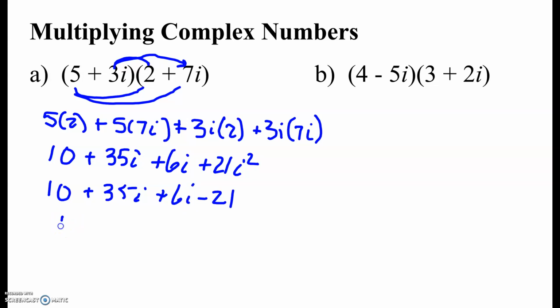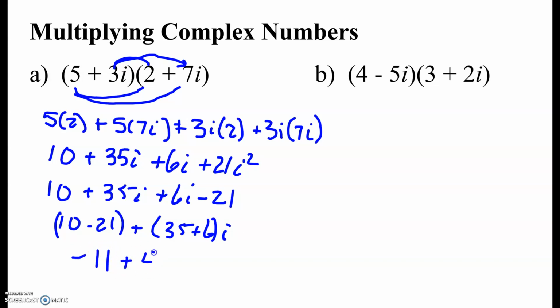So combining my like terms, the 10 minus 21 would be like terms. And 35 plus 6 would be like terms, and they have the i with it. Subtracting, I get -11 plus 41i.